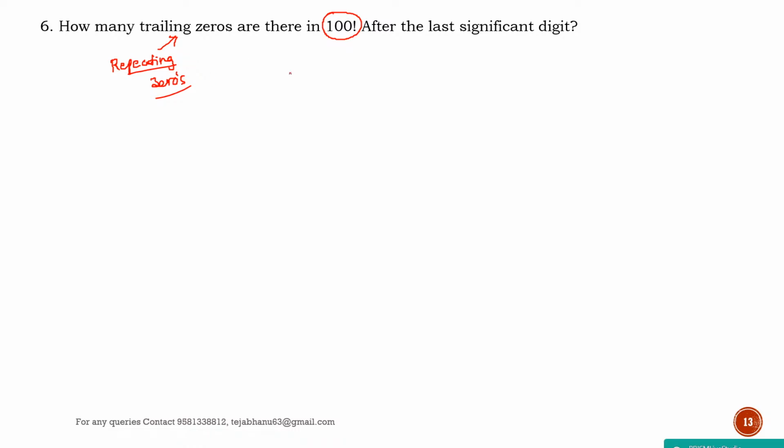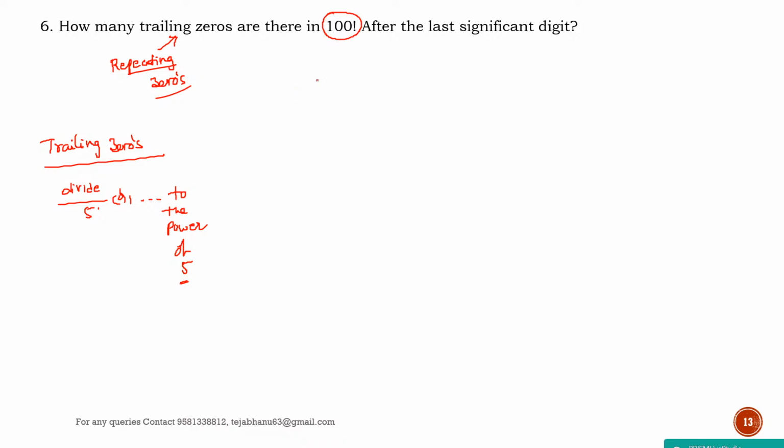Do you know one thing? In order to find out the trailing zeros, just divide the given number by 5 and continue to the powers of 5. Sir, what is this? We can't understand. Now have a look.